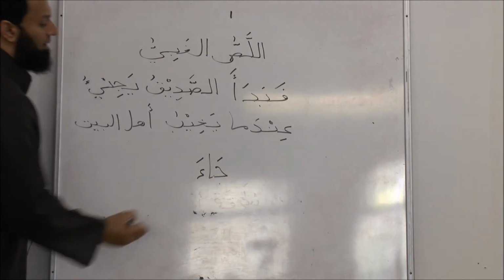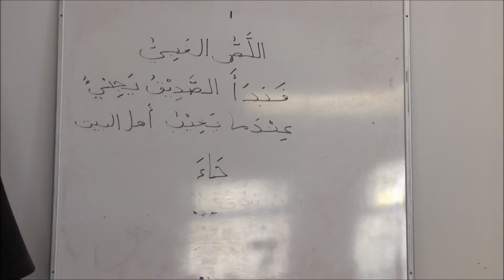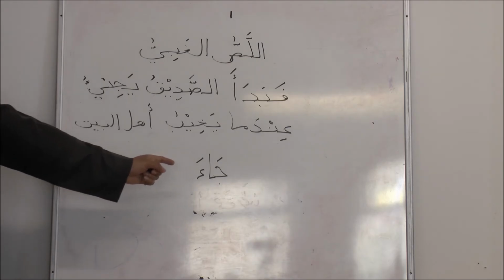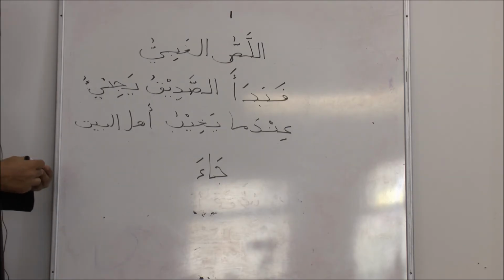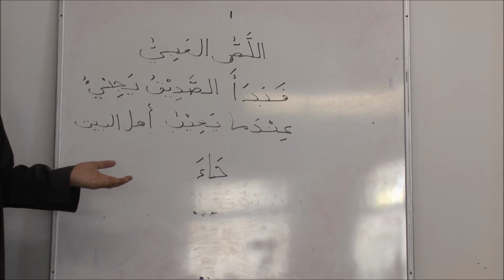جاء. What does Ja'a mean? He came. There are several words for "he came" in Arabic. This is one of the most common. It occurs frequently in Al-Quran.